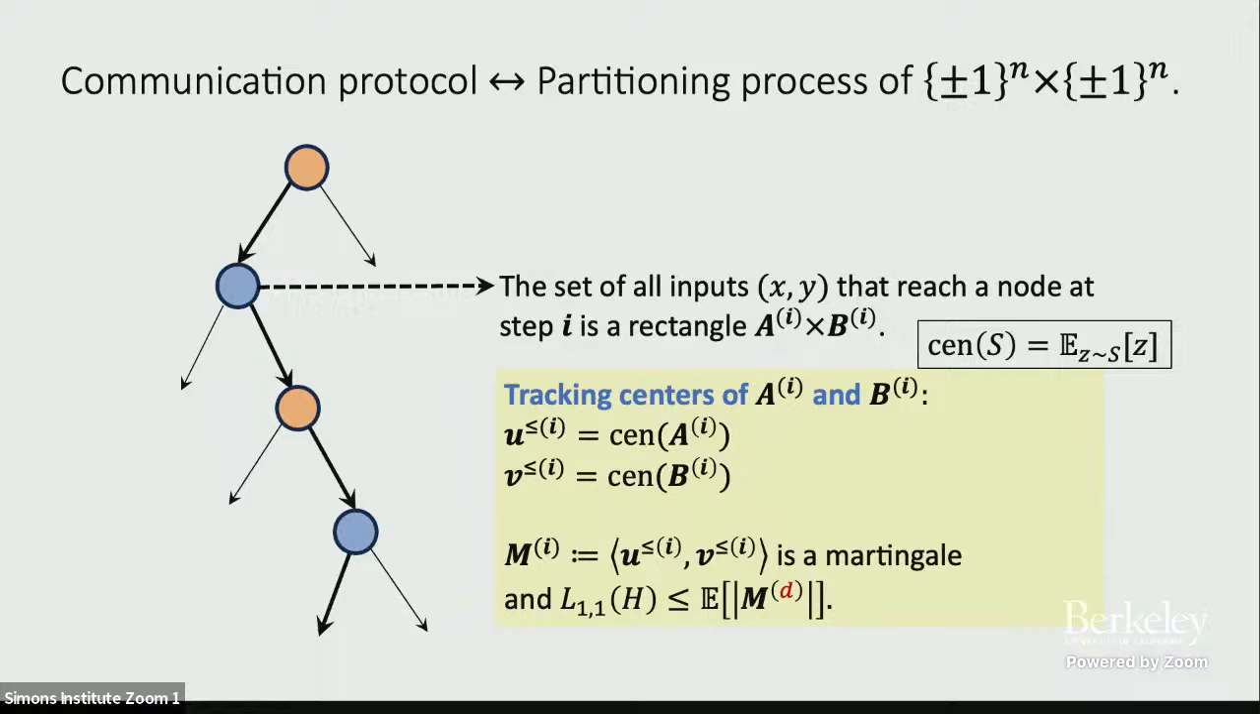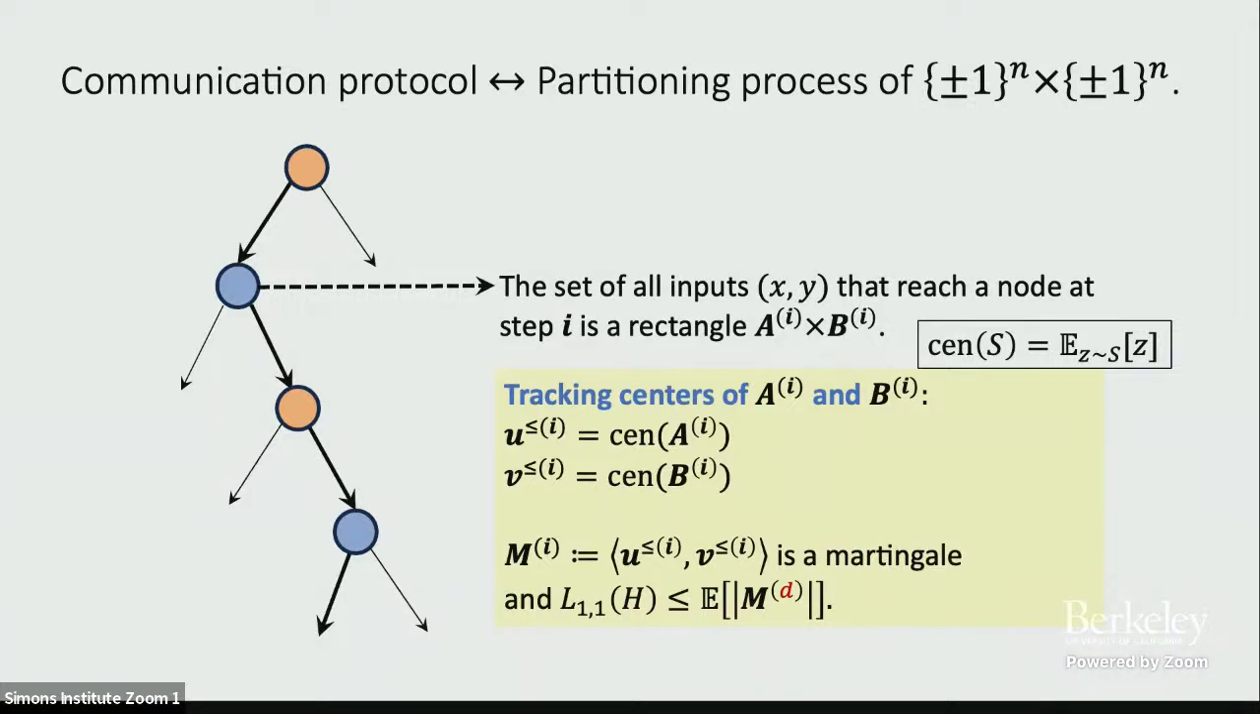First, you can see that these centers, U and V, are vector-valued martingales, in the sense that if you take a set and you divide it into two parts, if you look at the average of the two centers, you're going to get back the original center. So these centers are themselves martingales.